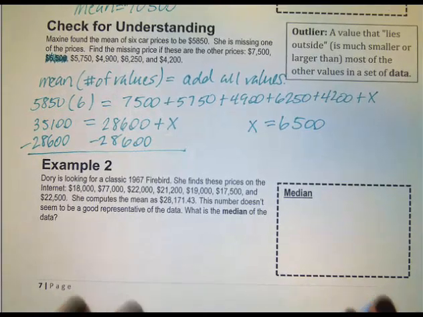Dory is looking for a classic 1967 Firebird. She finds these prices on the internet. She computes the mean to be $28,171.43. The number doesn't seem to be a good representative of the data. What is the median of this data? And why is the mean not a good representative?